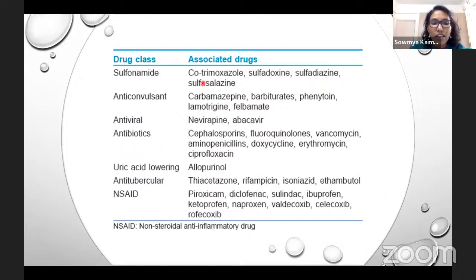So the common offenders are antibiotics. Among the antibiotics, you also have the sulfonamides. Anticonvulsants are the next big notorious group that causes SJS-TEN and a lot of other drug rashes as well. Then you have your ATT, ART, and then of course your ubiquitous NSAIDs, which any patient in India can get virtually over the counter.